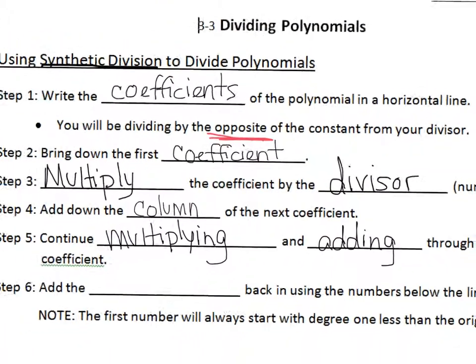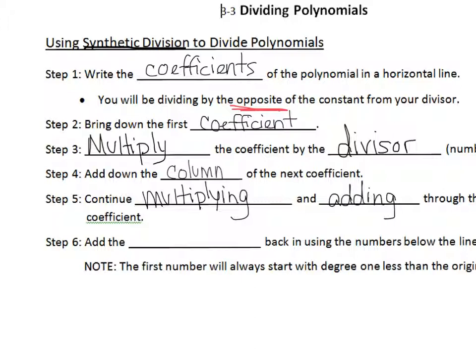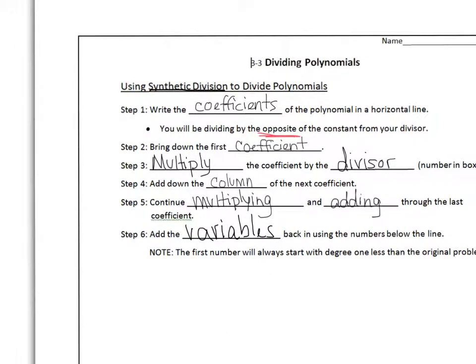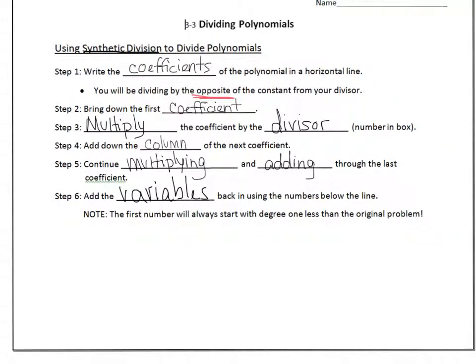Then you're going to add the variables back in, using the numbers below the line. And you'll always start with the degree 1 less than the original problem. So if your original problem was an x cubed, then that means your answer will start with an x squared.